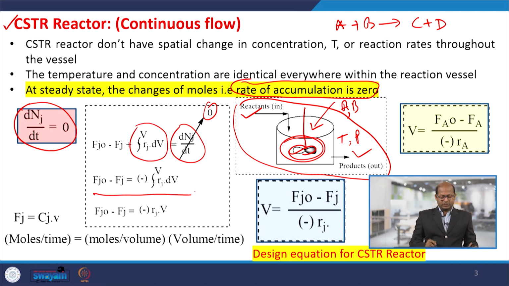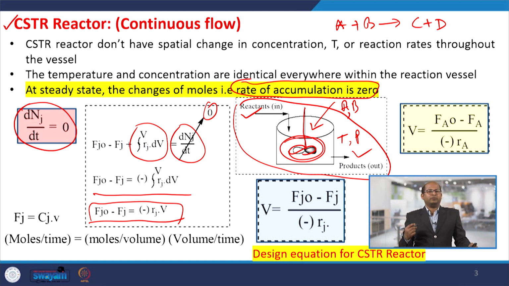Now we can express the equation this way. After integrating over the total system volume, F j0 for the jth component minus F j equals minus R j, the rate of formation of j, times V. Rearranging, we get V equals F j0 minus F j divided by minus R j, which is the design equation for a CSTR. For component A, V equals F A0 minus F A divided by minus R A. This is the design equation for a continuous stirred tank reactor.